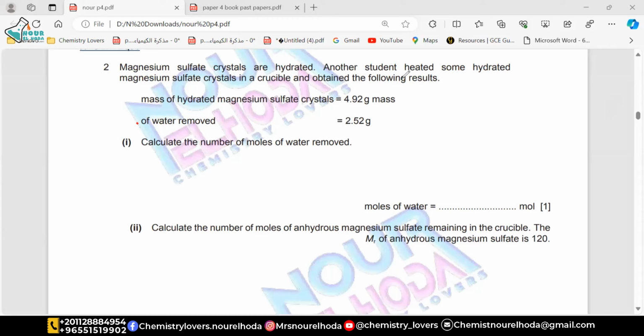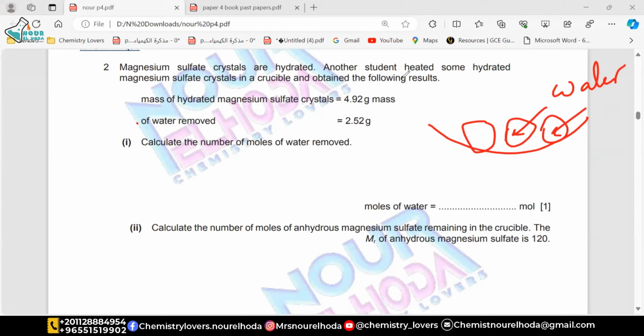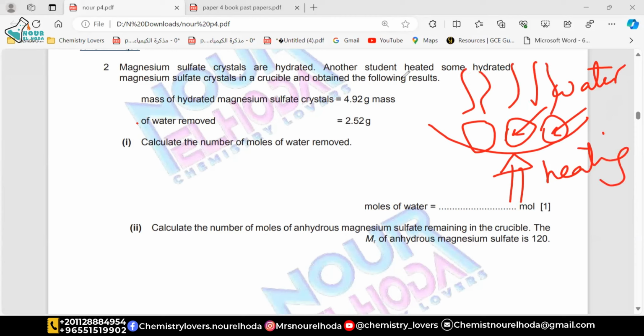It's related to the water of crystallization. I told you before, if I want to talk about water of crystallization, some salts already contain water inside. I didn't add any water. If it contains water and I start heating it, what will happen? All the water in the crystals starts to evaporate. Again, this is water of crystallization.